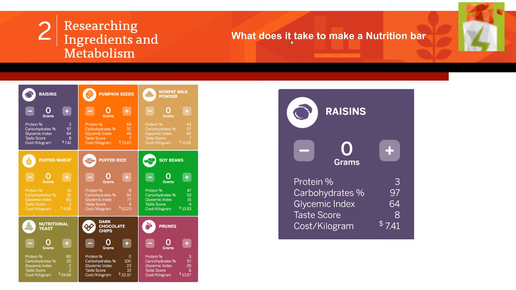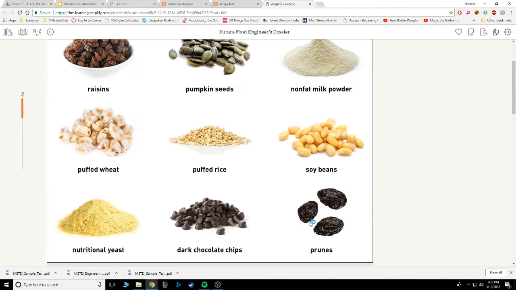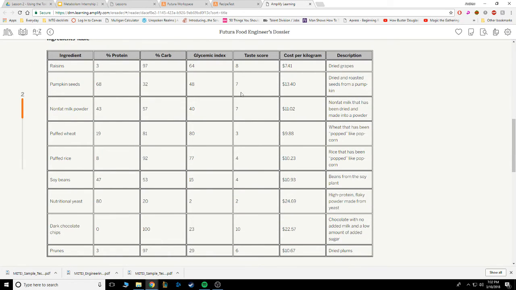In this case, we're going to begin by understanding what goes into our nutrition bar. You'll notice we have these ingredients: raisins, pumpkin seeds, non-fat milk powder, puffed wheat, puffed rice, soybeans, nutritional yeast, dark chocolate chips, and prunes. You can see these in more detail by going to your dossier and reading about them individually. This is an idea of what they look like if you haven't seen them before, and you can see the information about them here. You can also see it in your tester tool, which we'll go over in a bit.